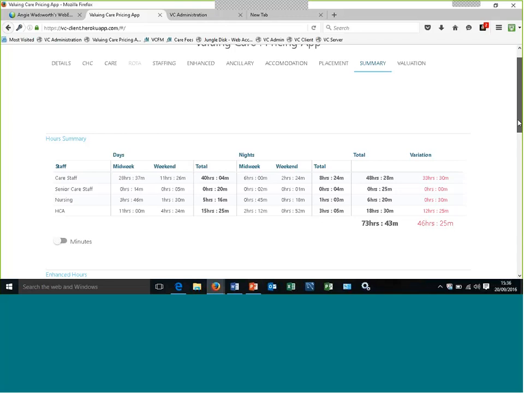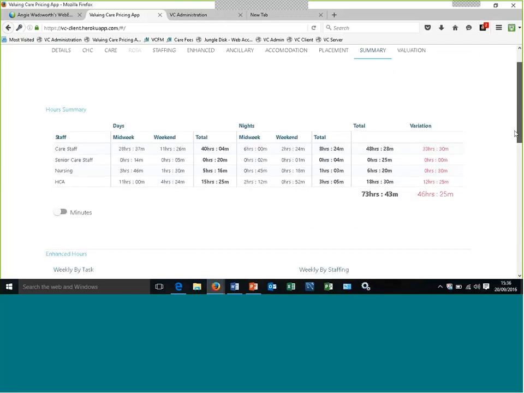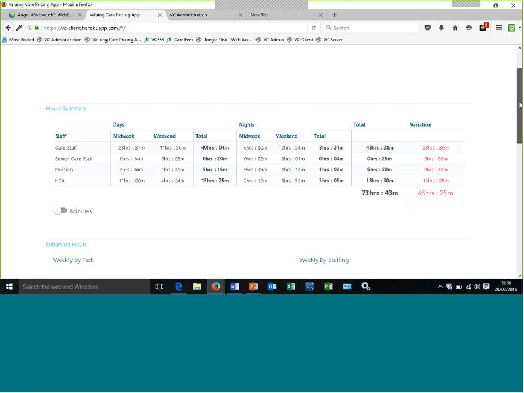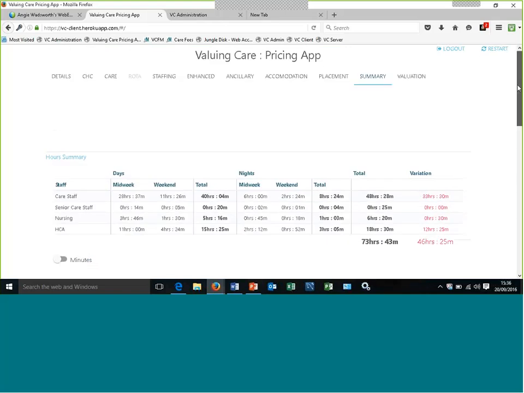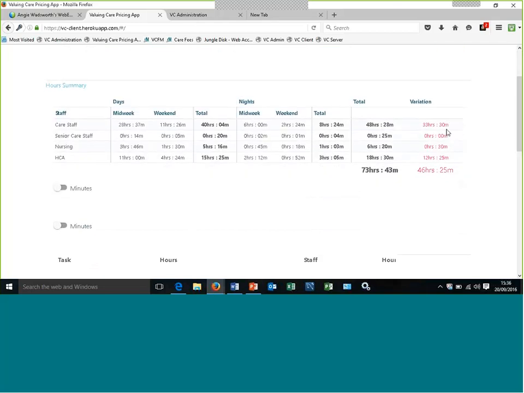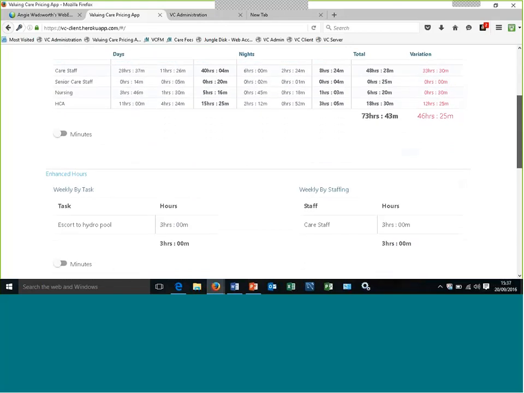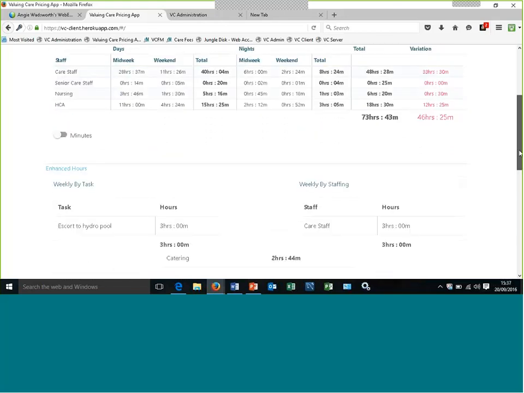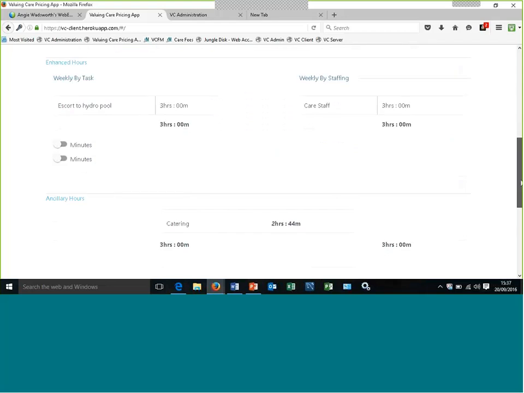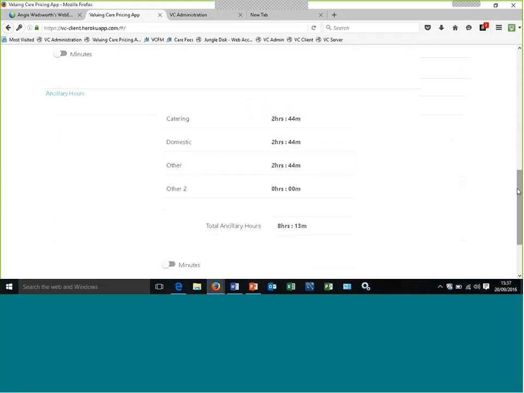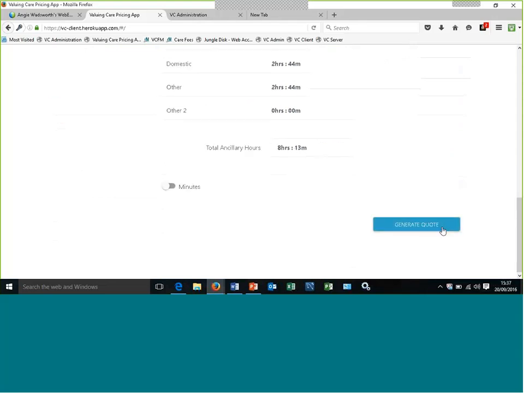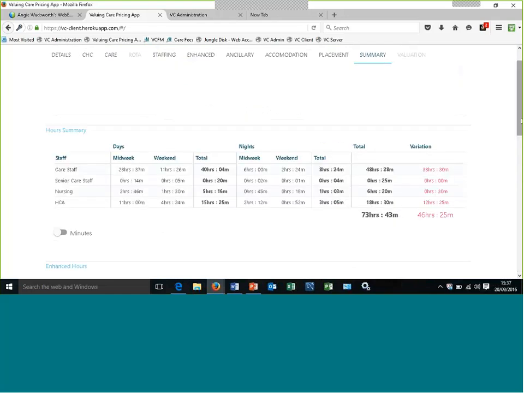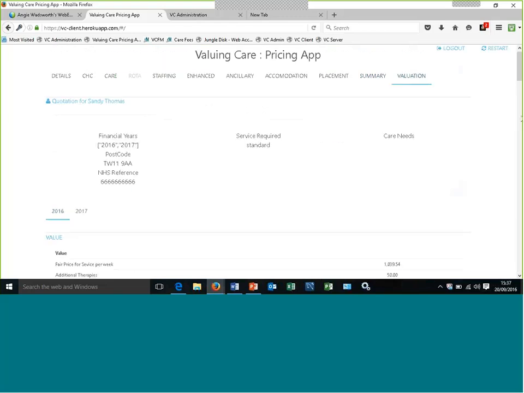So what I've now got here is I can see my summary before I actually ask the system to give me a quote or evaluation. The actual summary of what the direct care hours and by staff type are. I can see that's my shared care, I can see my definition of enhanced care, and also my ancillary hours are broken down. So that's my levels of intervention. Now I'm very keen to see what price I should expect to pay for this service in that particular area where I've entered my postcode.